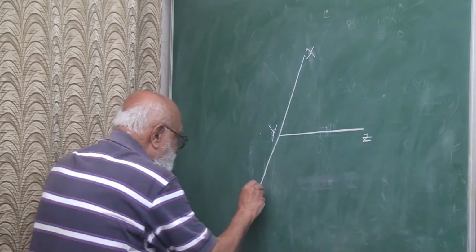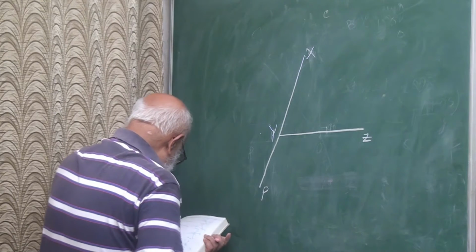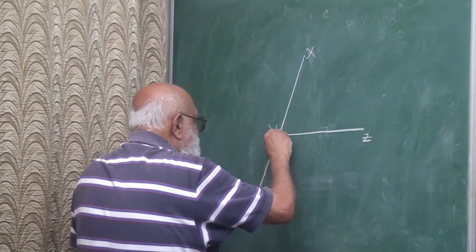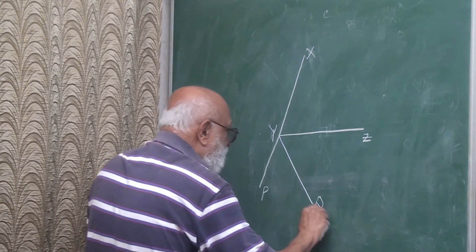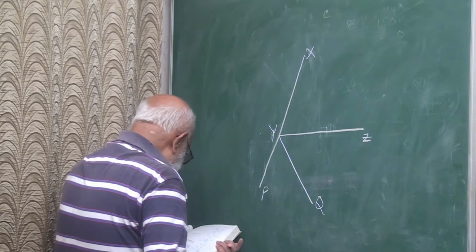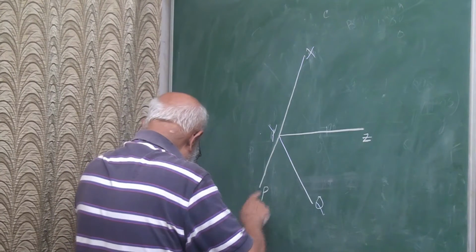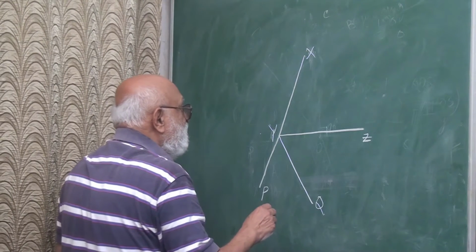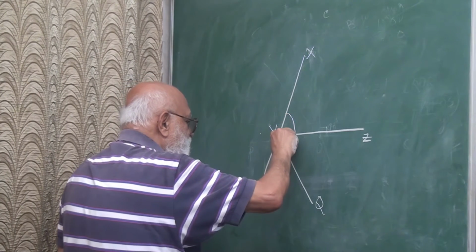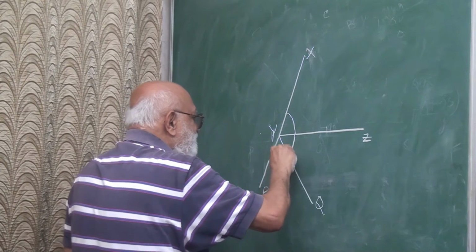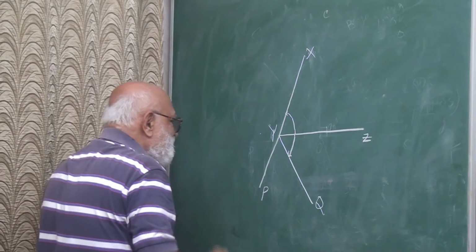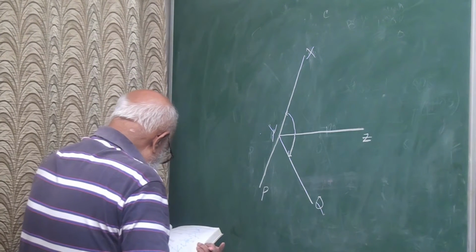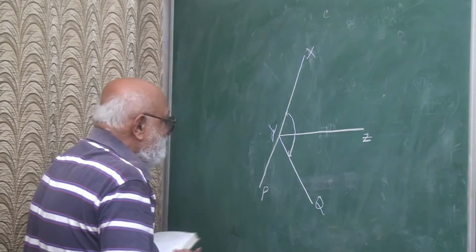It says draw a figure from the given, and extend XY to P. Extended to P. Draw a figure from the given, already drawn. If ray YQ bisects angle ZYP, then find angle XYQ. Find this angle, okay, and find angle XYQ and reflex angle QYP.